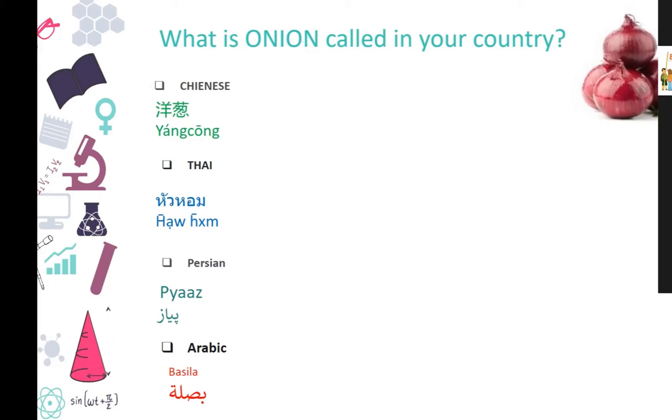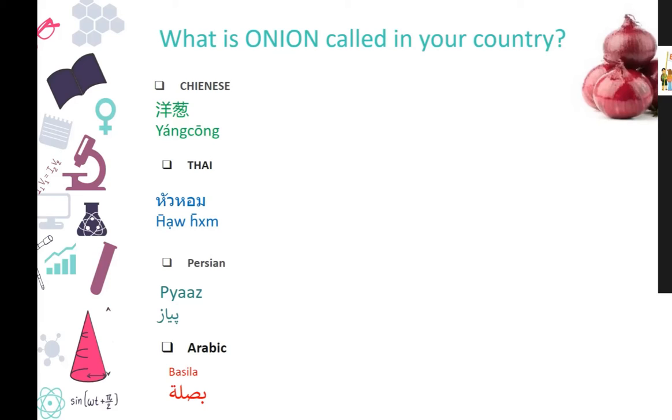Now, I will tell you a story. Please remember this story. There was a scientist who belonged to, I think, Switzerland or a country like this, and he came to Asia. When he came to Asia, he wanted to find an onion. Let's suppose he went to China and he was saying, do you have an onion? And no one understood. They were like, what onion? Because Chinese people don't know that onion is called an onion. They know that it is called yangchong.